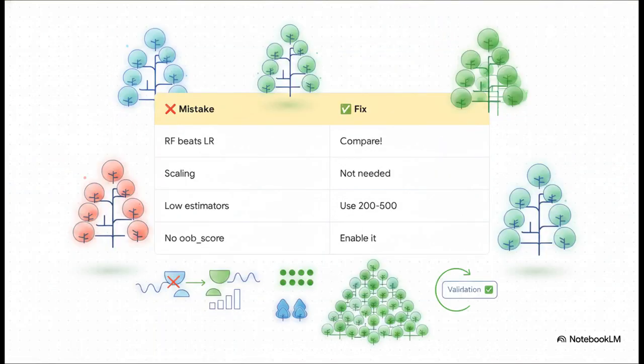Before we wrap up, let's do a rapid-fire value dump. Here are the most common beginner mistakes and exactly how to fix them like a pro. Mistake 1. Thinking random forest always wins. Fix. Always compare algorithms based on your data. Mistake 2. Scaling features for random forest. Fix. Trees don't care about distance, so they literally don't need scaling. Mistake 3. Using a tiny n_estimators like 10. Fix. You need a real crowd, so use 200 to 500. And finally, ignoring the OOB score. Fix. Always set oob_score to true. It gives you free, built-in validation.